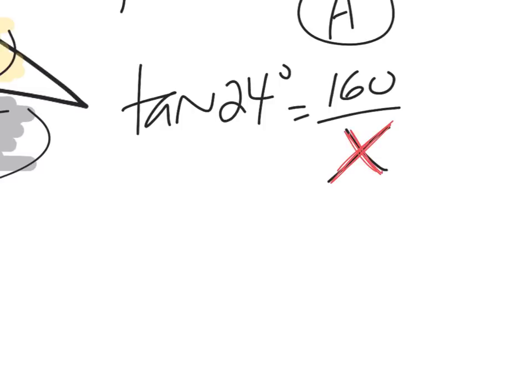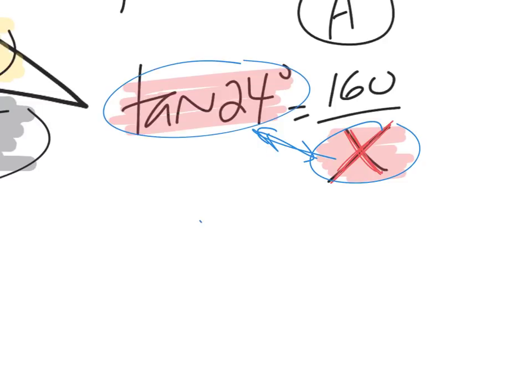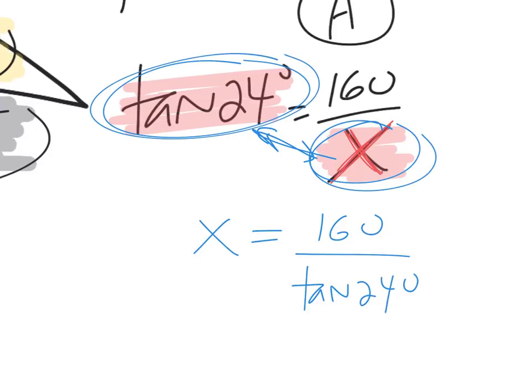X is in the denominator, so I'm going to be using that switcheroo rule. I'm going to take the x and the tangent of 24, and I'm going to be switching them up. Remember, you use the switcheroo rule when your x is in the denominator. So here I'm going to now have x equals 160 over the tangent of 24. So x and tangent of 24 switch places. And now I'm going to type this in directly as I see. 160 over the tangent of 24.